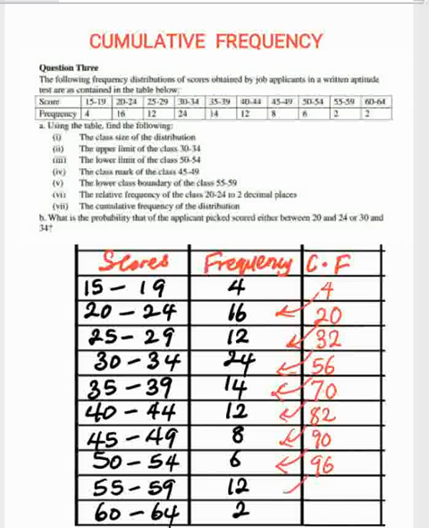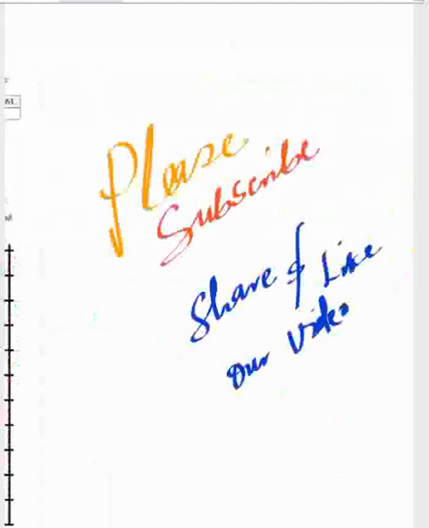We add it to the next one. Oh, I think this should be 2. It is on the table here. It's supposed to be 2. All right. So this will be equal to 98. And when we add this to the last one, we're going to have 100. So the last row on the cumulative frequency column must tally with the total frequency we have, the total number of data in this distribution.